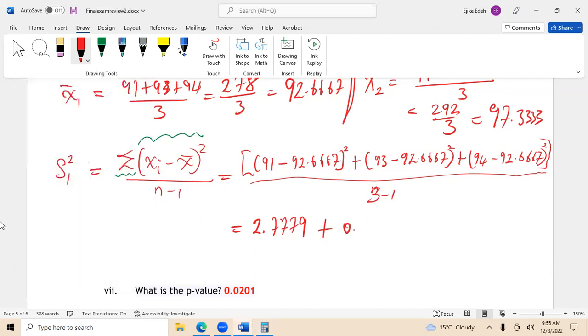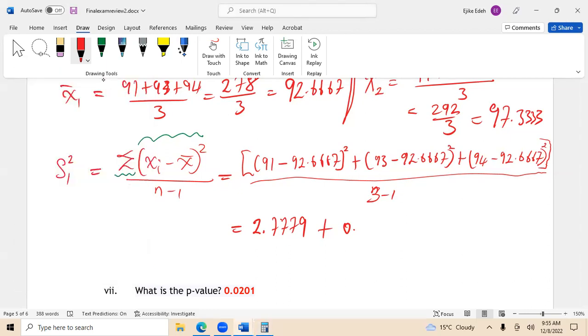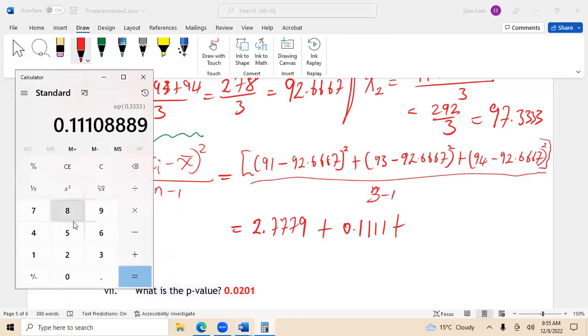So you have 0.1111, because this is 0 and that is 8, so we can just call it 1. So just keep the 4 digits, right? All true. 0.111 plus the last one is 94. 94 minus 92.6667.